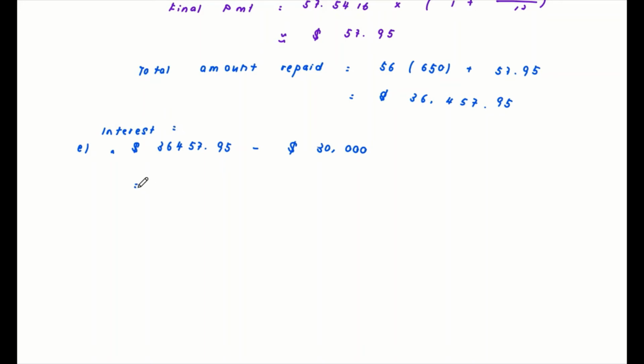Alright, so this is for the whole period until the 57th month. So I'll be able to get 6457.95. So this is the total amount of money that I pay as the interest for this loan. So don't forget about the unit as well, the dollar here. So now let's move on to question 2.